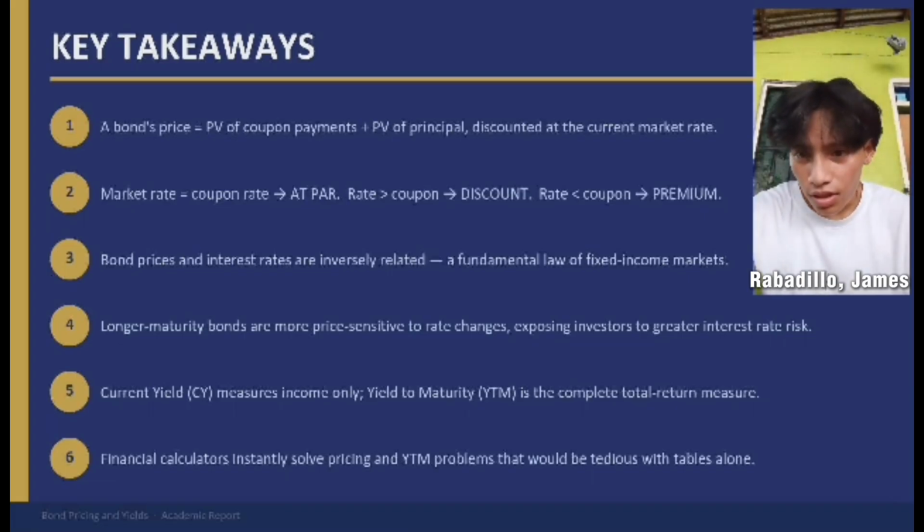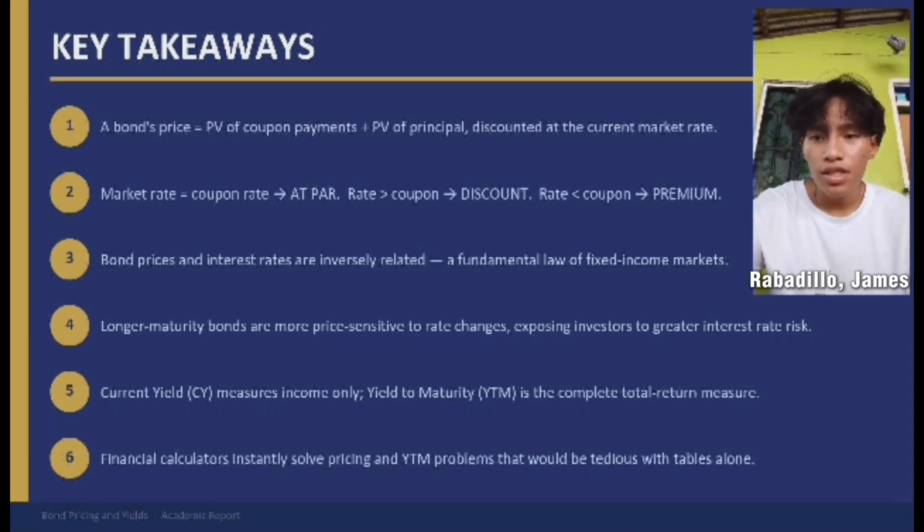And the number 3 is bond prices and interest rates. Bond prices and interest rates are inversely related. This means when interest rates go up, bond prices go down. When interest rates go down, bond prices go up. So why? It's because investors prefer bonds with better returns. Older bonds become less attractive when new bonds offer higher interest.